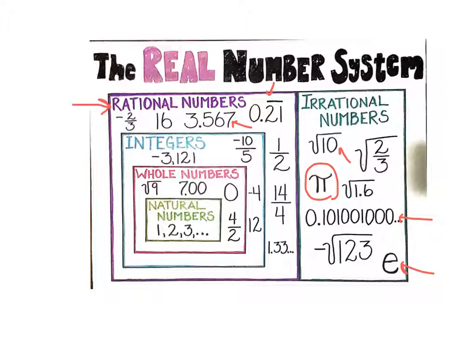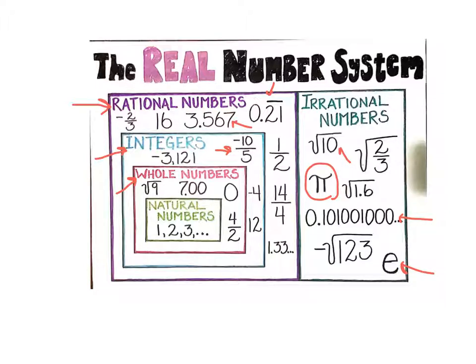Integers is a subcategory of rational, and integers are everything except for fractions and decimals. Even though you see a fraction right here, negative 10/5, you could obviously make that negative 2. Negative numbers are also integers. Integers are basically negative and positive whole numbers, which brings me to the next category, which is whole numbers.